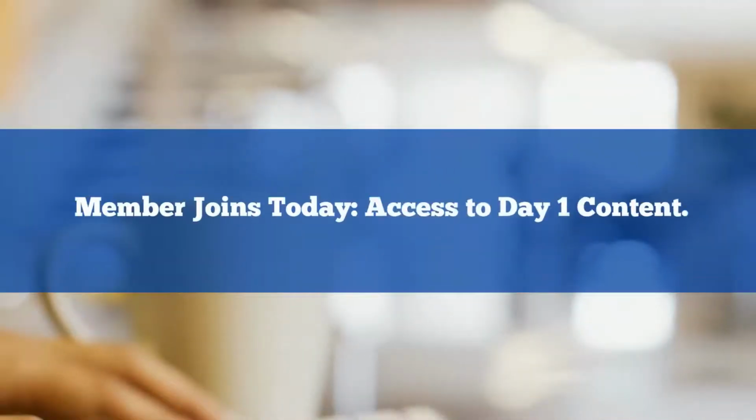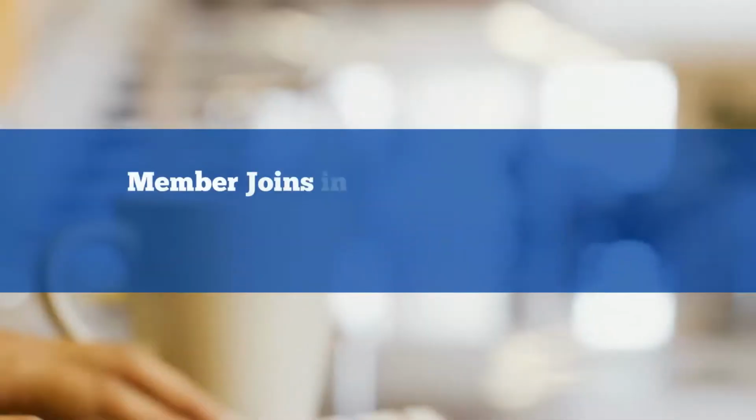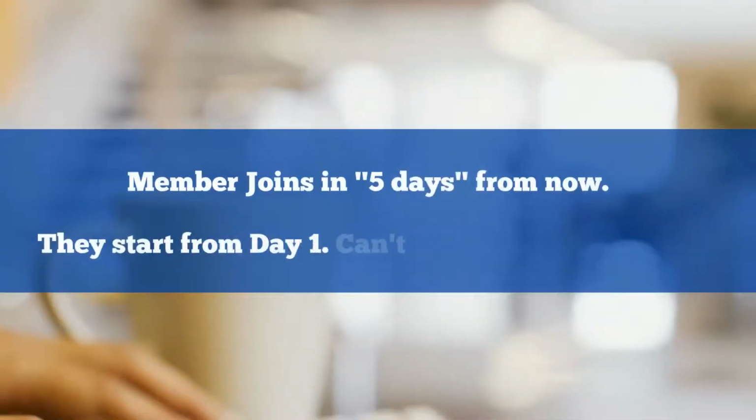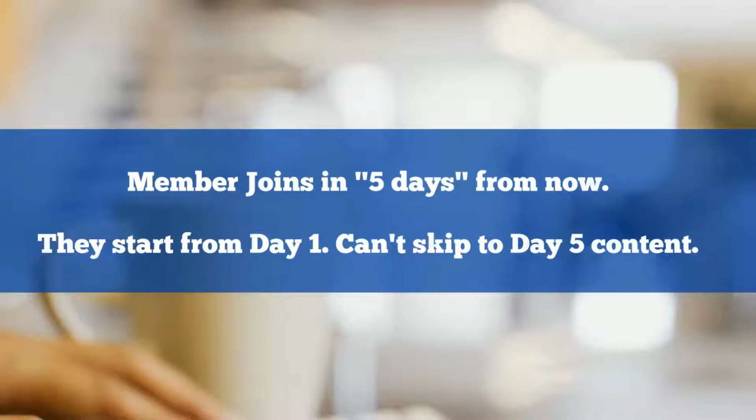So if a member joins today, their content drip will start today. They will receive access to content that's set to drip on day one. If a member joins in, say, 5 days from now, their content drip will start the day they join. They will receive access to content that's set to drip on day one, and they cannot skip to day 5 content yet. They cannot get to day 5 content until they are on the 5th day of their membership.